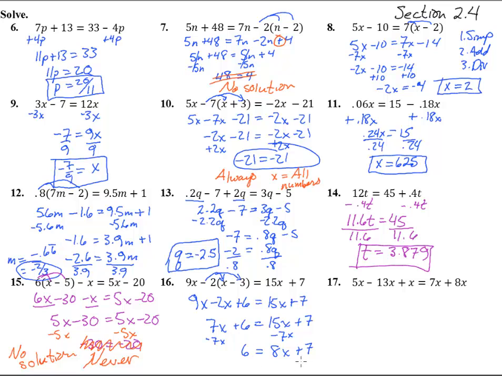So we subtract 7 from both sides, and we get 8x equals a negative 1. If we then divide by 8, we get x equals a negative 1/8. And we have a solution for x.